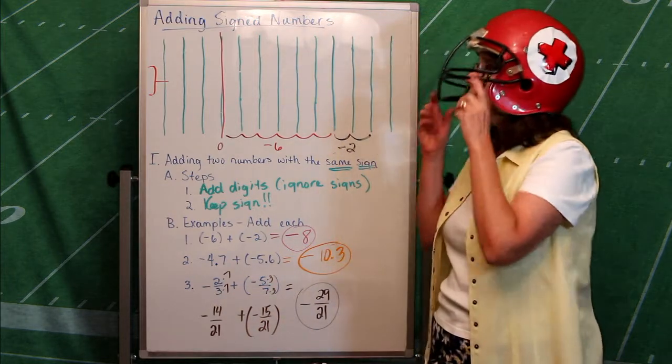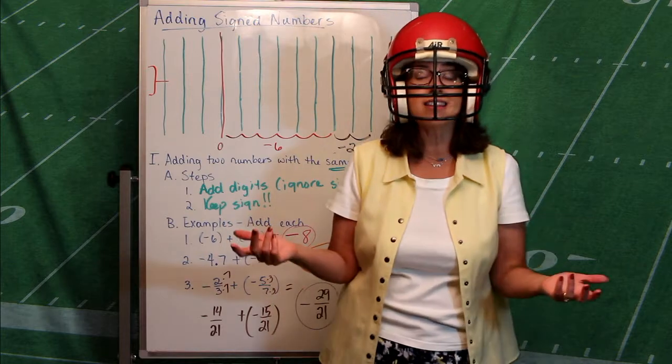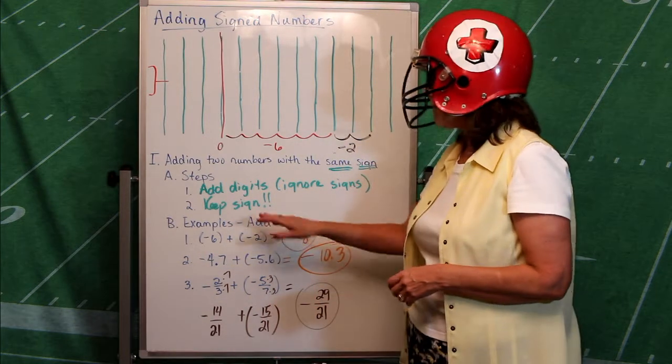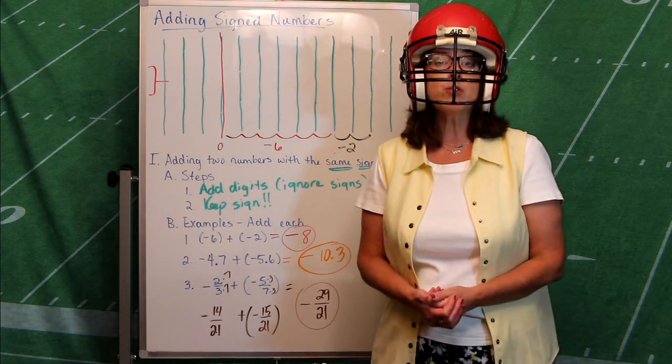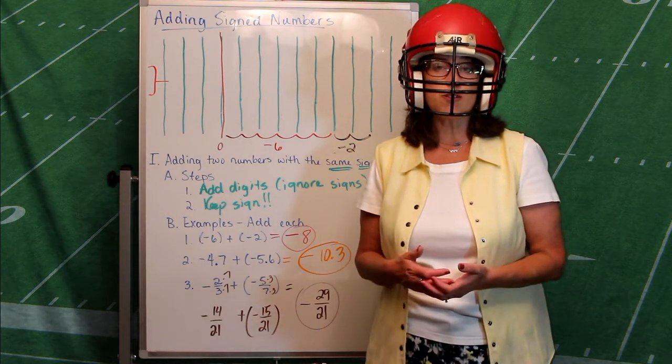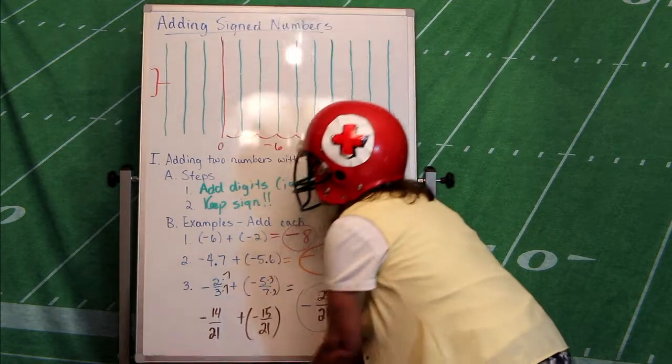So, as you can see, when you're adding up two numbers that have the same sign, we like it that the signs are the same. So we're going to keep that sign. Hey, it's all the same. Let's just keep it. And we're going to add up those digits to come up with the numerical answer for our answer. Now, let's take a look at a different concept this time.